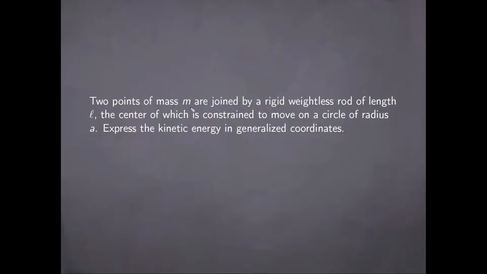Two points of mass m are joined by a rigid weightless rod of length L, the center of which is constrained to move on a circle of radius a. Express the kinetic energy in generalized coordinates.